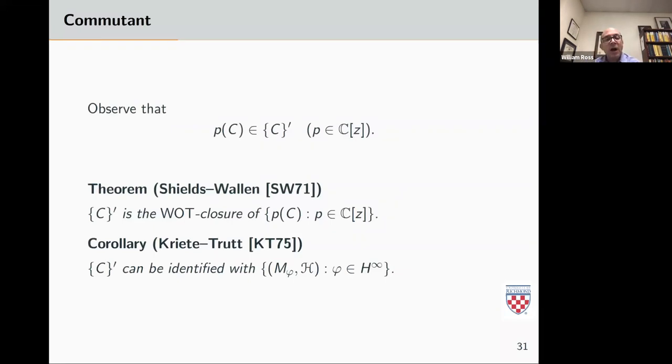You can actually describe the commutant of the Cesàro operator. It's the weak operator topology closure of the polynomials. And by the Crete-Trutt construction, you can identify the commutant with the multiplier algebra of this space script H. What's interesting and important here is that this multiplier algebra is all of H infinity.